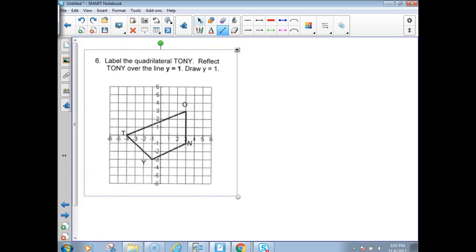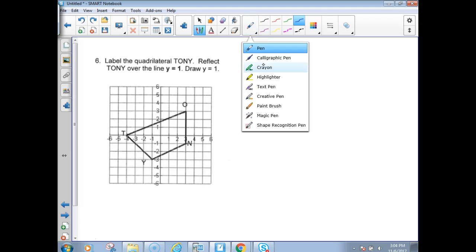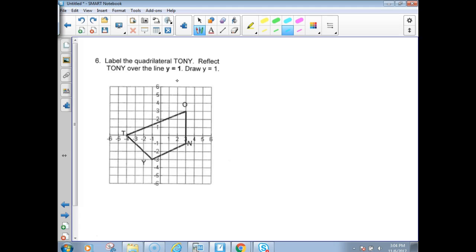Now, we got Tony. We're going to reflect Tony over the line y equals 1. We did one with x equals 1. What kind of line is y equals 1? Okay, horizontal. Oops. It is a horizontal line. Y equals 1 is right here. Okay, Tony's already labeled, and we're going to reflect over that.